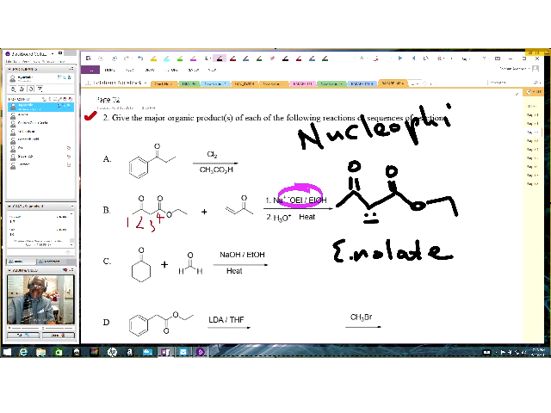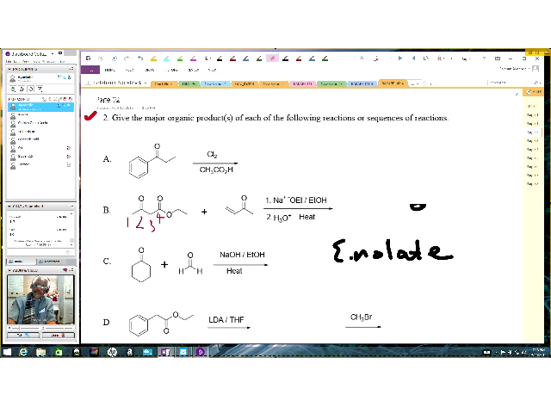The enolate ion will now react as a nucleophile in a Michael addition reaction. Okay, so having given you that background information, let us now go back to what we need to do here. So what will be the product? What are we going to get?